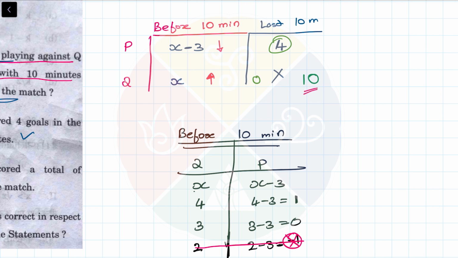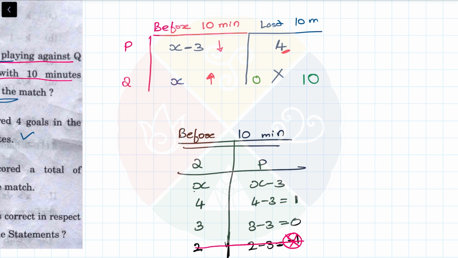Imagine before the 10 minutes, Q scored 3 goals and P scored 0 goals. In the last 10 minutes, if P scored 4 more goals, then in total, plus this 0, they got 4 goals. If Q doesn't score anything, he will still be at 3 and P will win. If Q scores, let's say, 10 goals, then he'll have 13 goals and he will be winning. So we cannot answer this problem just by using statement 1.